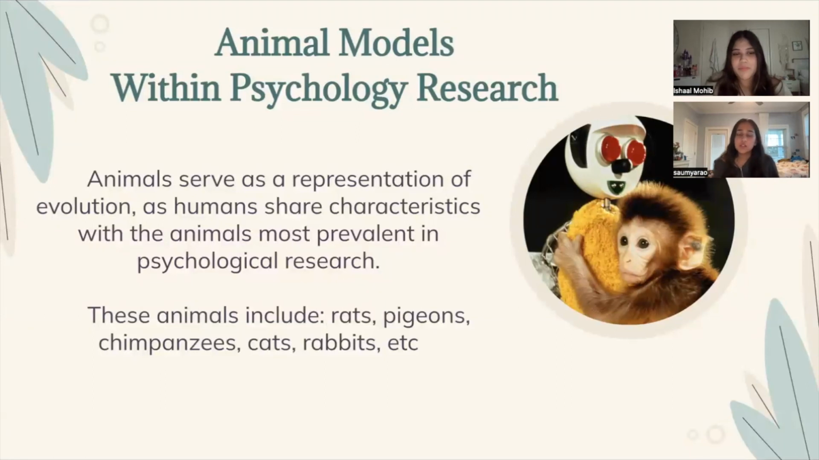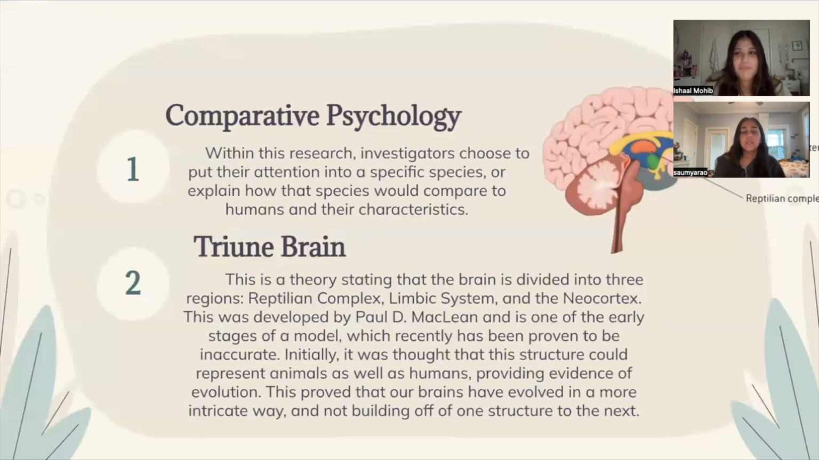So within psychological research, animals serve as a representation of evolution. Humans share characteristics with the animals that are most prevalent within psychological research, and these animals include rats, pigeons, chimpanzees, cats, rabbits, etc. Within this research, there's something called comparative psychology, where investigators can choose to put their attention into a specific species or explain how that species would compare to humans and the characteristics of humans.